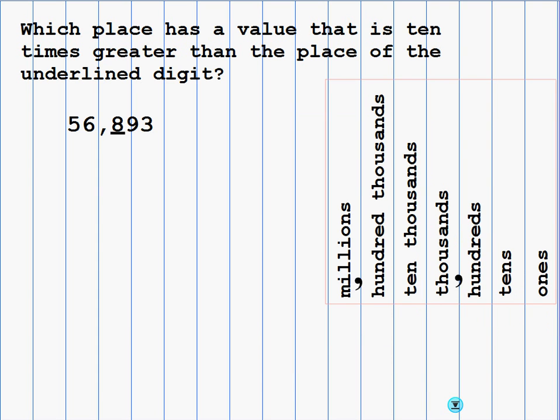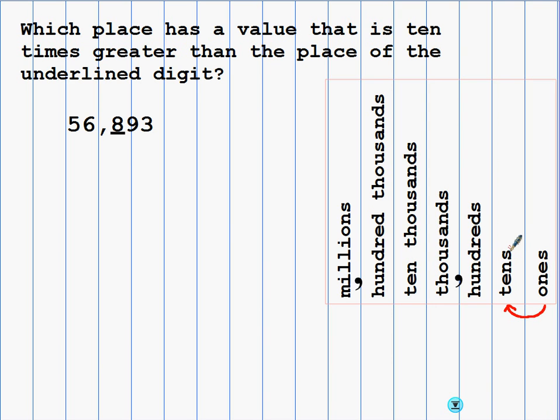All right, that's better. If you don't have a place value chart, you can copy this one. We're going to use our place value chart here to establish a pattern that's going to help us solve this problem. I'm going to start at my ones place. If I move one place to the left, I'm going from ones to tens.